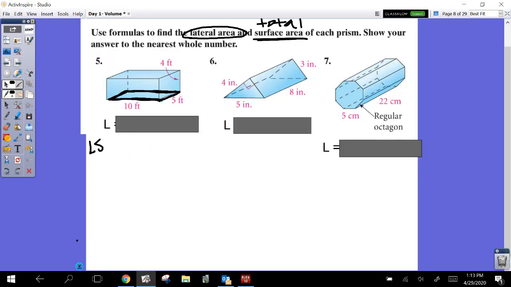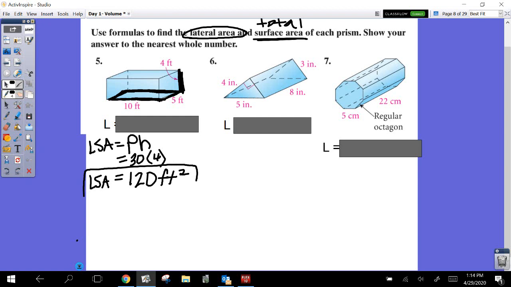The lateral surface area formula is pH. My perimeter of my base, remember this is my base right here. So the perimeter means adding all the sides. 10 plus 5 plus 10 plus 5 is 30. The H is the height of the prism. Remember, that's connecting the two bases. So how high up is the prism? It's 4. So what is 30 times 4? It is 120. And then don't forget your units. We're talking about area, so it's squared.